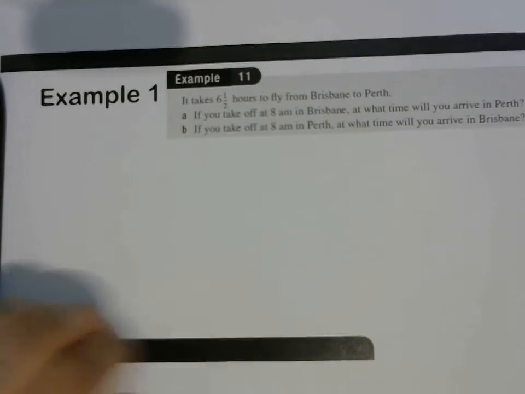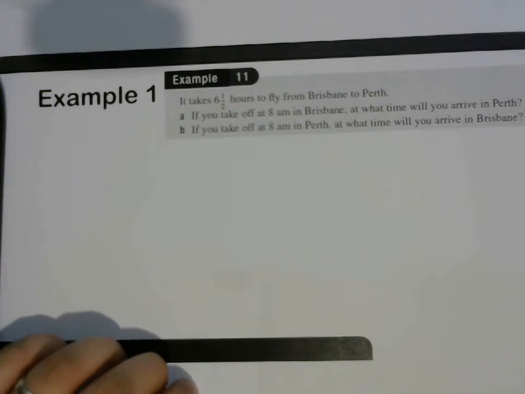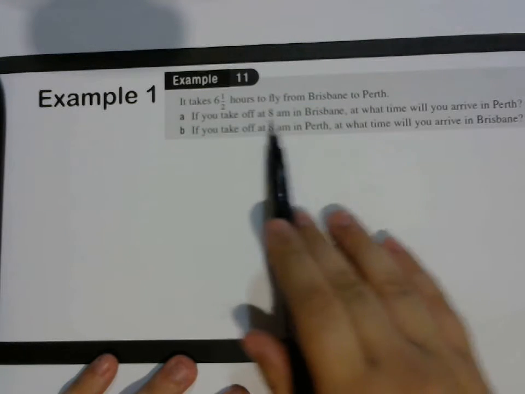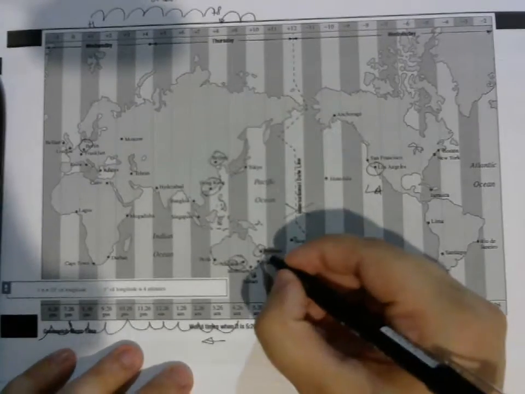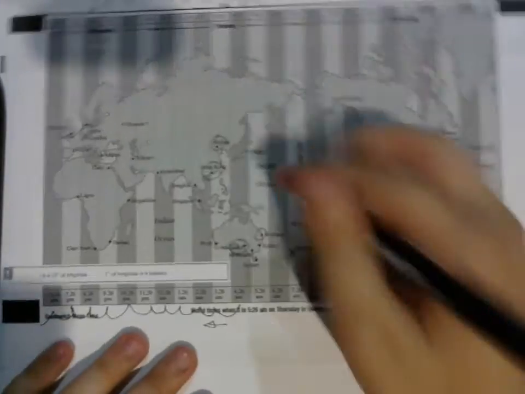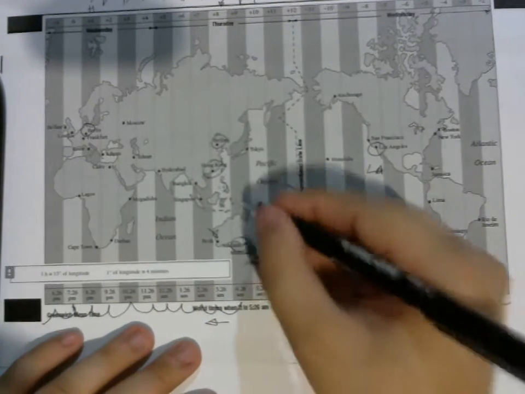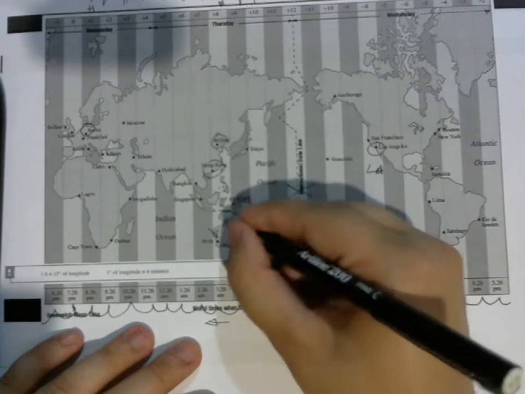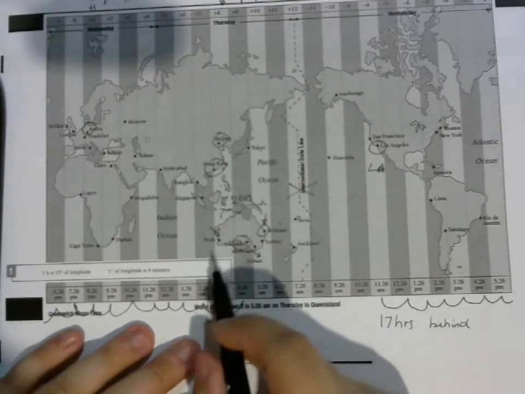So here's the example we've got. It takes 6.5 hours to fly from Brisbane to Perth. And we want to know, if we take off at 8 AM in Brisbane, at what time will we arrive in Perth? So looking at my map, Brisbane is here, Perth is over here. So Perth is 2 hours behind Brisbane, and Brisbane is 2 hours ahead of Perth.